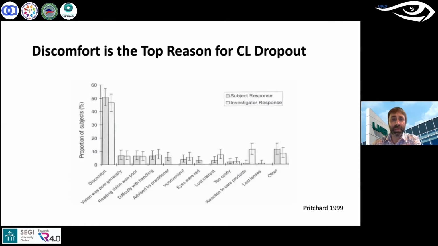I just want to hit home that discomfort is really bad, and I kind of mentioned this already, but I wanted to show you this seminal figure from Pritchard from 1999. We can see on the x-axis all the different reasons why someone may stop wearing contact lenses. It could be because of inconvenience, they lost their lenses, they found that they're too costly, but really it's discomfort. Discomfort accounts for roughly 50% of all contact lens dropouts, and that's essentially equal to all the other things combined.